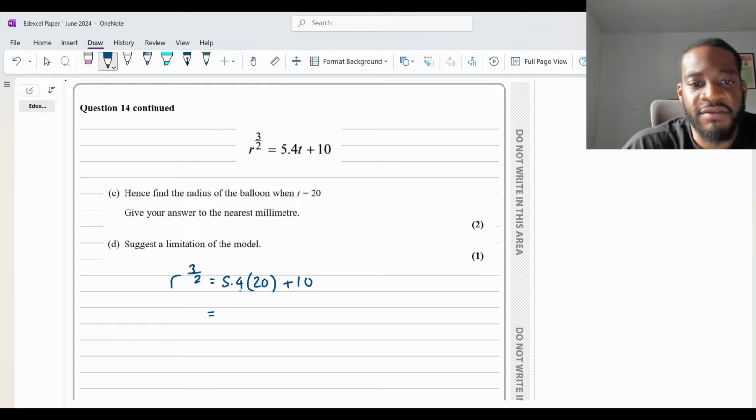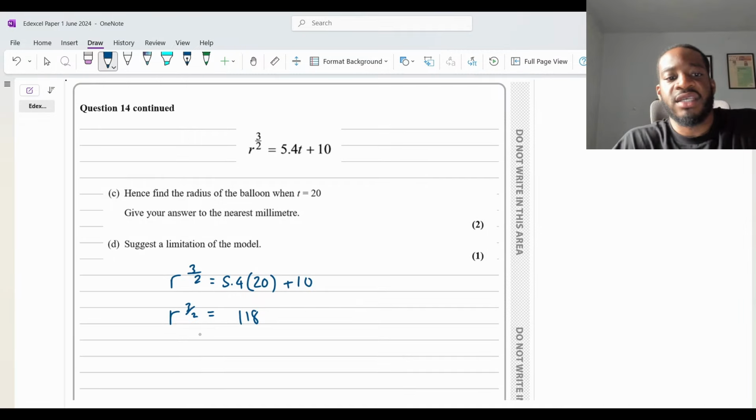What's that? 5.4 times 10 is 54. Double that, that's 108. Add 10, that's 118. So r to the 3 over 2 is 118. And then now we need to get r, right?